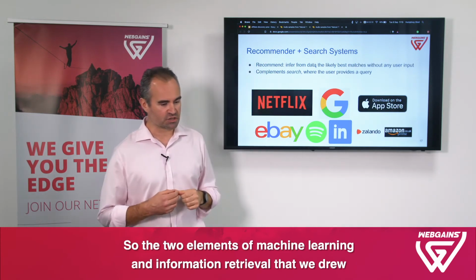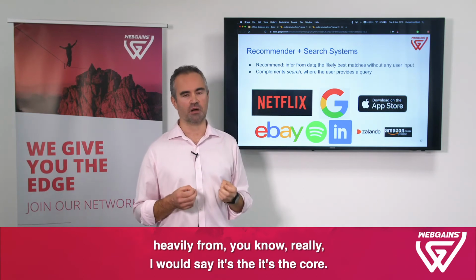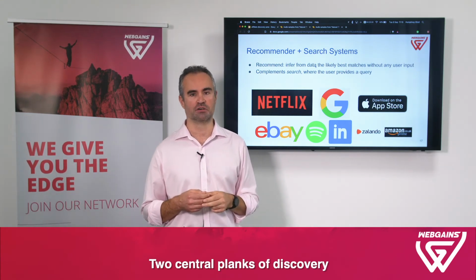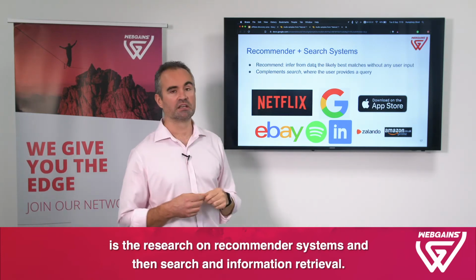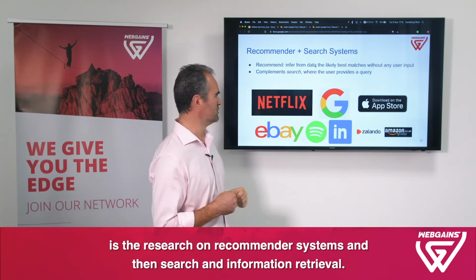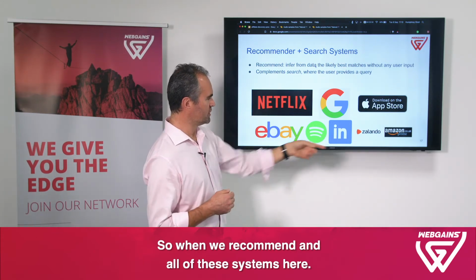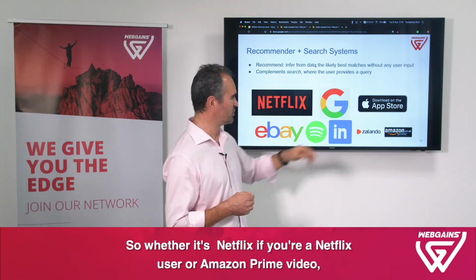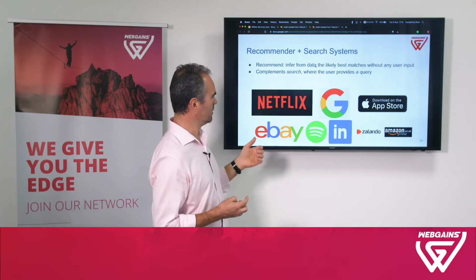So the two elements of machine learning and information retrieval that we drew heavily from, really the two central planks of affiliate discovery, is the research on recommender systems and then search in information retrieval. So when we recommend, and all of these systems, whether it's Netflix, if you're a Netflix user, or Amazon Prime Video, you see it every day when you log in at your home screen.